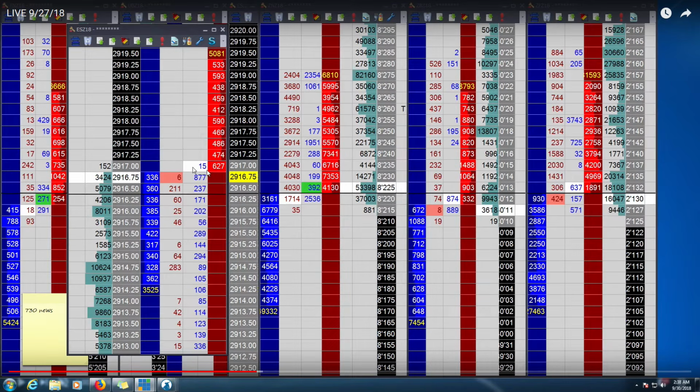Same thing with up here. There's 627 contracts on the ask. There's 627 sellers at 29.17 even. Here's the price over here.